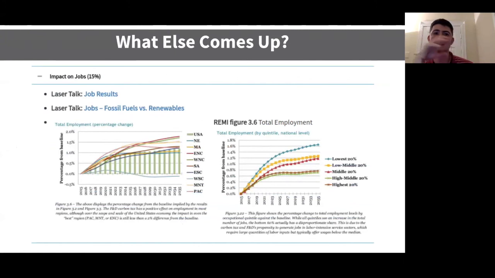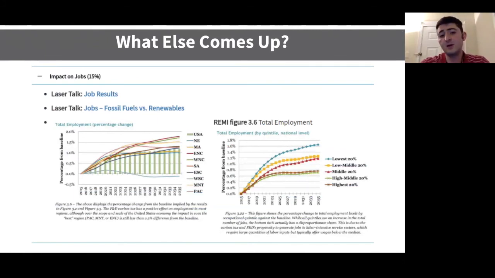So you'll see the resources that CCL has existing that will help you address this question. So here you have Laser Talk job results, Laser Talk jobs, fossil fuels versus renewables. So those are links to Laser Talks. And if you click on them, it'll take you directly to that link so you can study up.